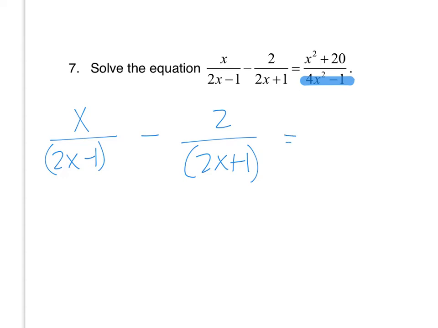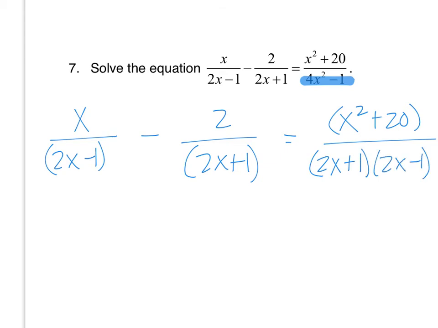equals, so the top cannot be simplified. It's a square plus a number, and 20 is not even a square. The bottom, though, I know it looks a little bit different, but it is a square minus a square. So the square root of 4x squared is 2x. So I can do (2x plus 1)(2x minus 1). So I just square rooted both parts, and then I have one positive, one negative.